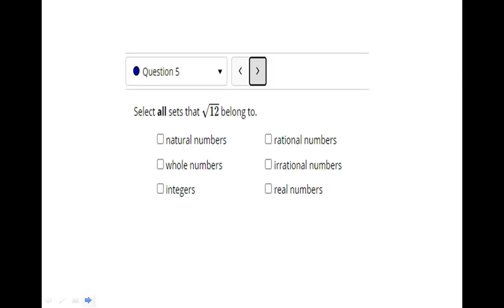Select all sets that square root 12 belongs to. Well, if you take the square root of 12, you may already know this. You get 3.464101615, and it's going on forever. It's not repeating, it's not terminating. So this is irrational, but it is a real number as well. If you think about those diagrams, irrational numbers do fall within the real numbers.